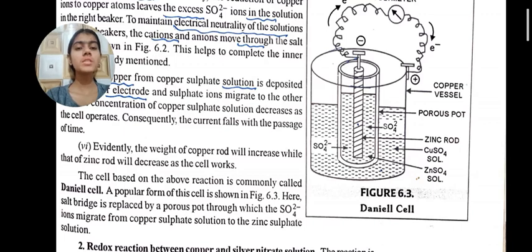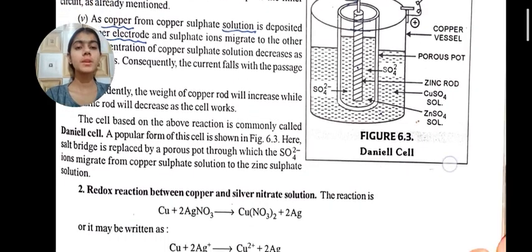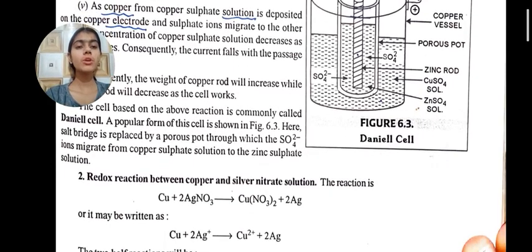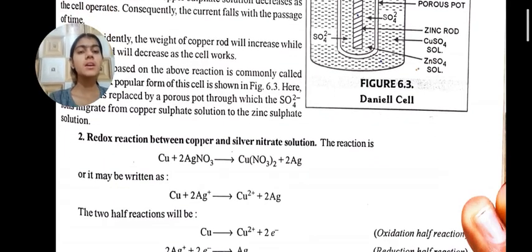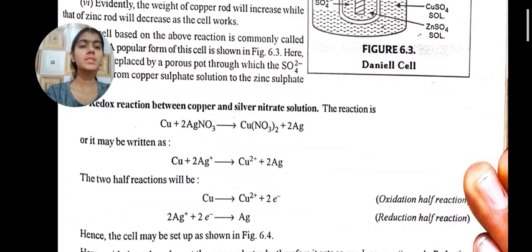Here the salt bridge is replaced by a porous pot through which the sulfate ions migrate from the copper sulfate solution to the zinc sulfate solution. Redox reaction between copper and silver nitrate solution. The reaction is copper plus silver nitrate goes to copper nitrate plus silver, or it may be written as Cu plus 2Ag+ goes to Cu2+ plus 2Ag, that is silver.